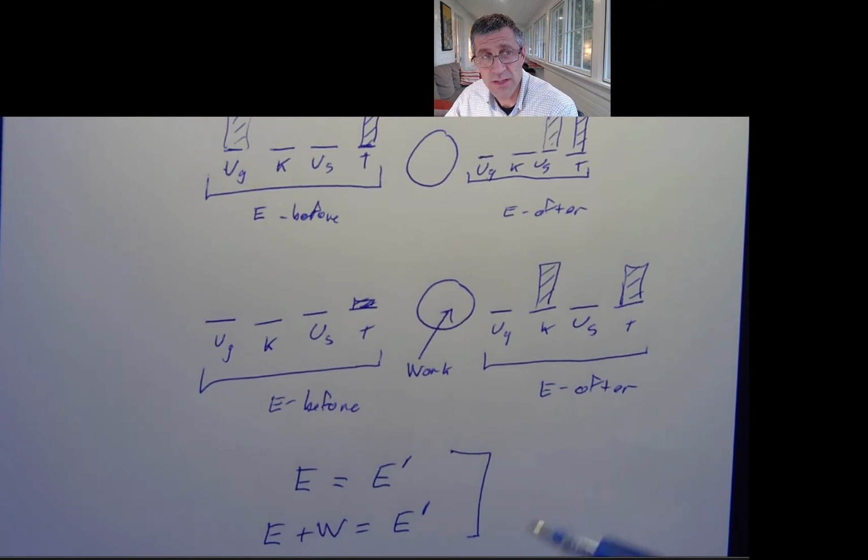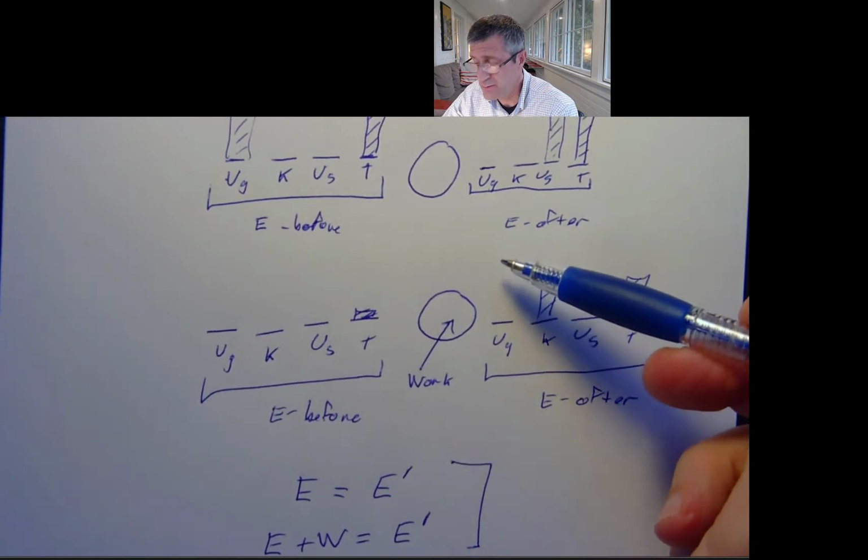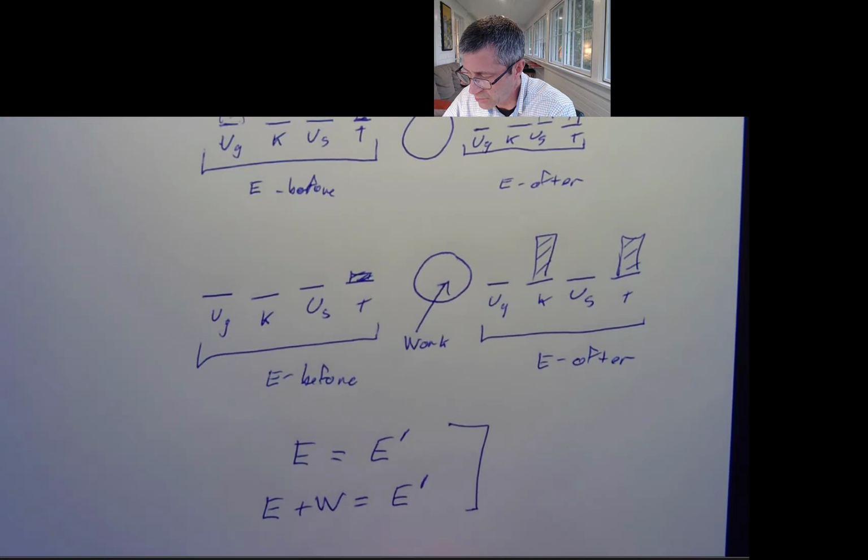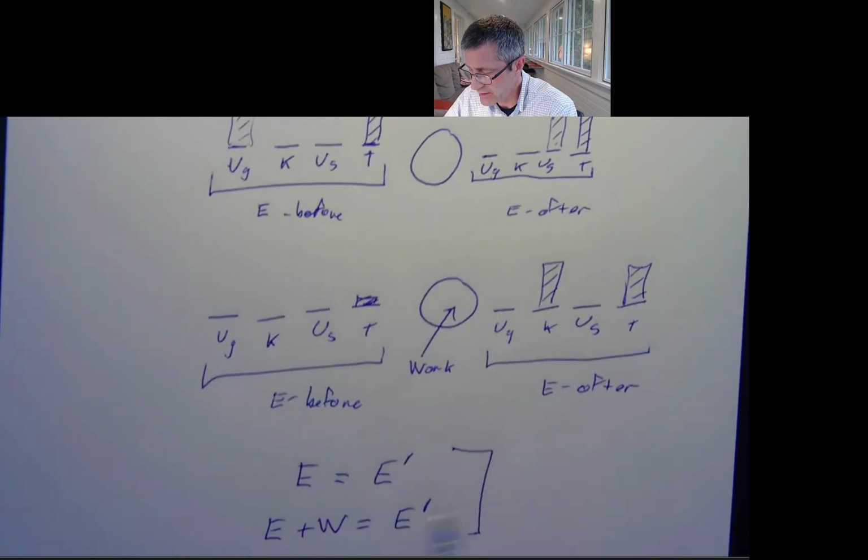And now what I want to do is get to an equation. So for this first one, what am I doing? I start with gravitational potential energy. That's all the energy I have before. And I end with spring energy.